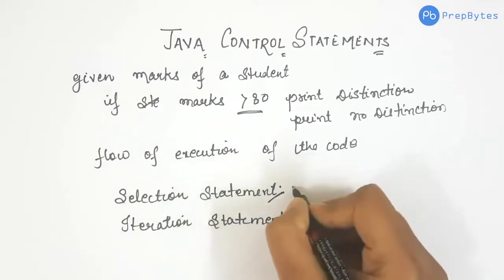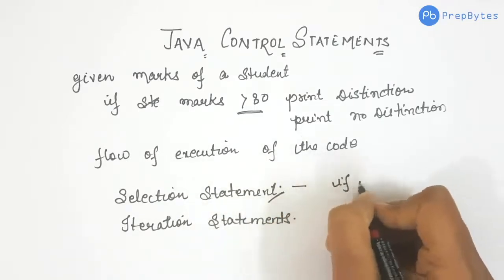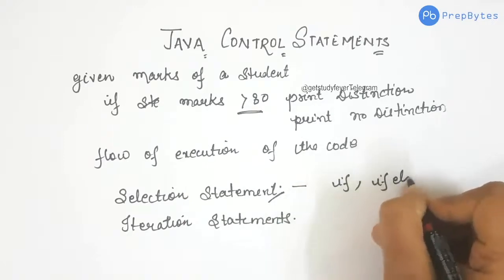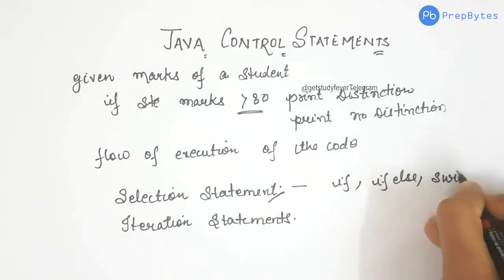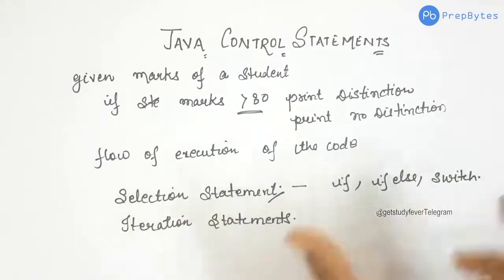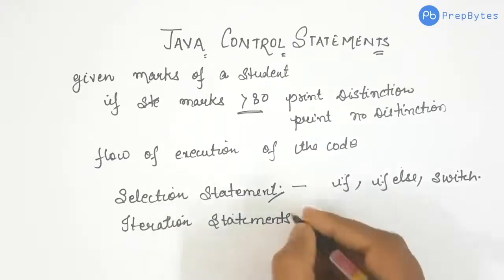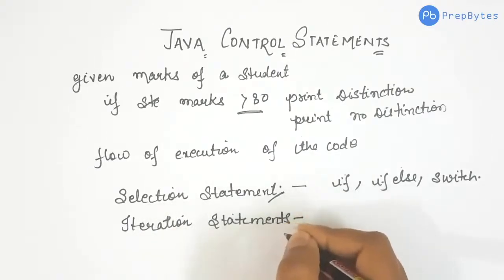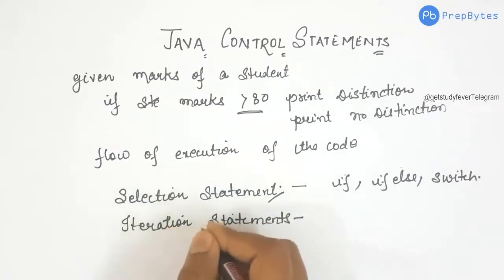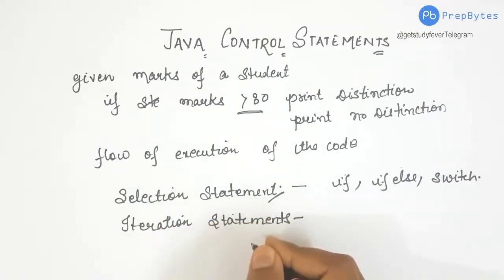In selection statements, we have several keywords. We have if else, we have switch. We will talk about each of them in detail. Selection statements are generally used when we have to select a few statements based on certain conditions, as the name suggests. And iteration is generally used when we have to repeat some statements based on certain conditions.